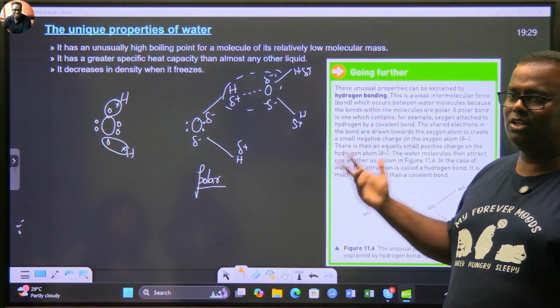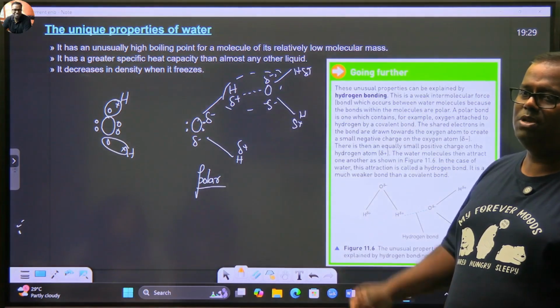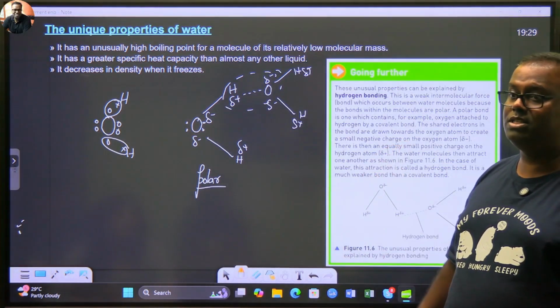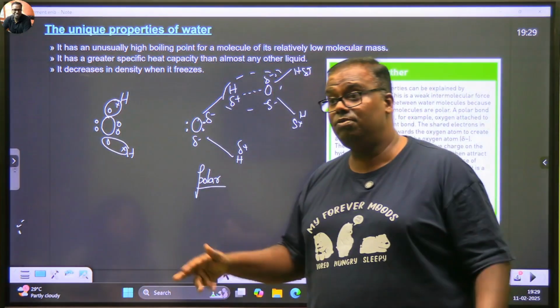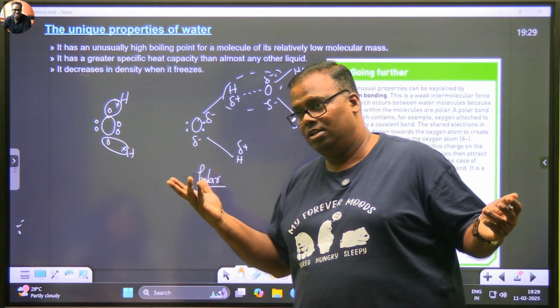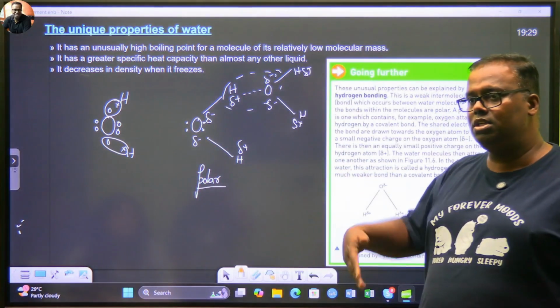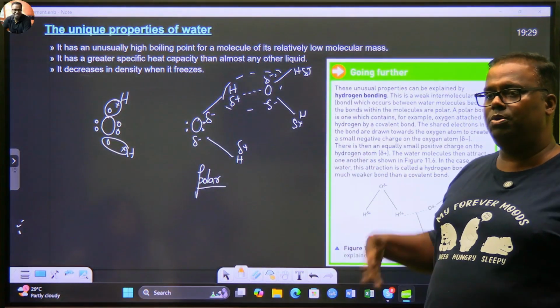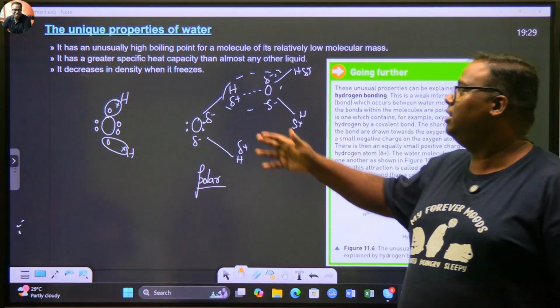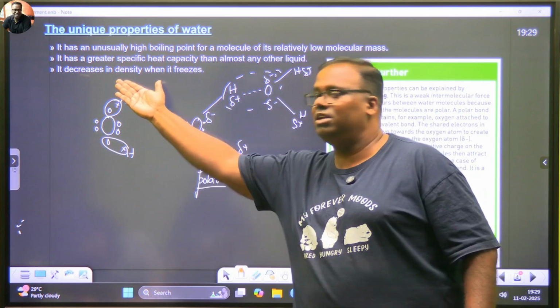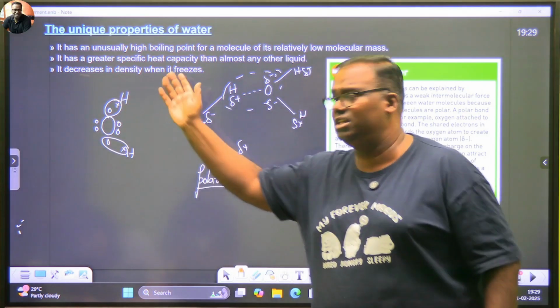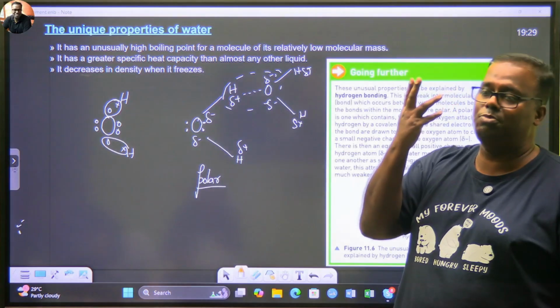So what are the unusual things about water? That being a molecule of very small molecular mass, it exhibits a very high boiling point. What is the next one? It has a very high specific heat, so you can use water as an insulator. The next one is anomalous expansion of water, which you are seeing written here as decrease in density, but the better word for it is anomalous expansion of water.